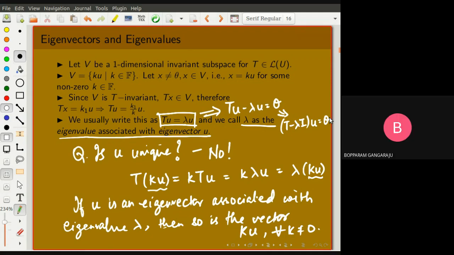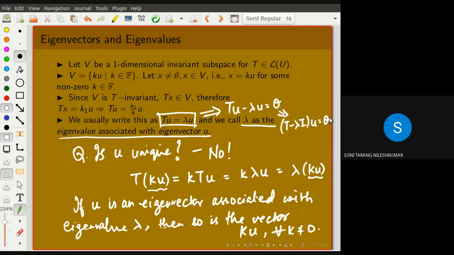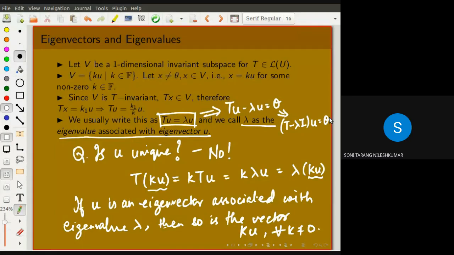Like, all columns are theta. No, T minus lambda I cannot be theta, right? T minus lambda I is a transformation, whereas theta is a vector. So in principle, both of them belong to different vector spaces. Sir, we need to find the transformation such that u is mapped to theta. No, just a minute. So T is a given transformation, right? So that is not a variable. Sir, and lambda can be variable because we need to find lambda.